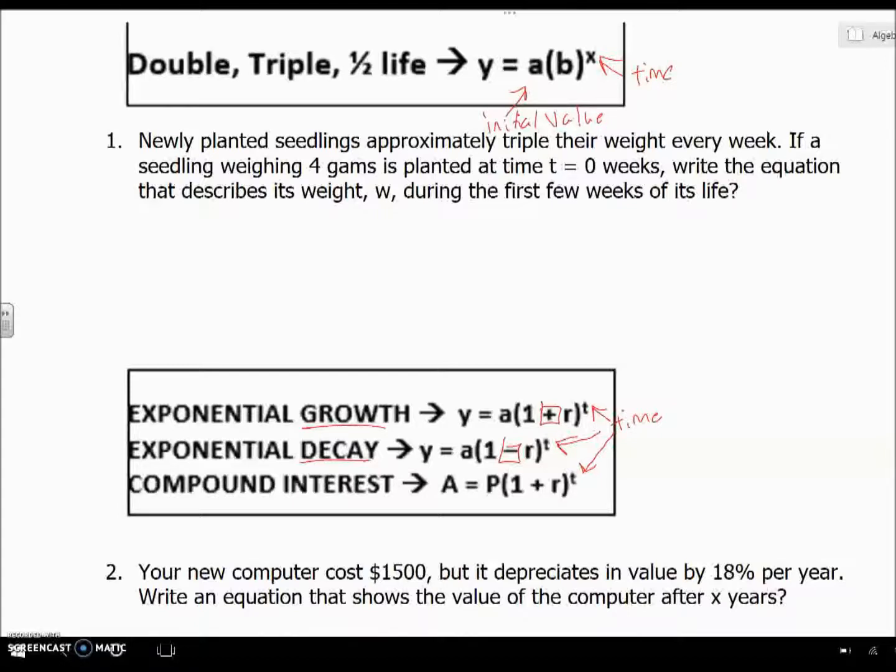My first word problem says, newly planted seedlings approximately triple their weight every week. If a seedling weighing 4 grams is planted at time t equals 0 weeks, write the equation that describes its weight w during the first few weeks of its life.